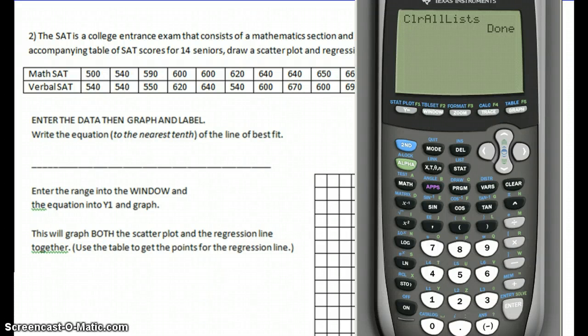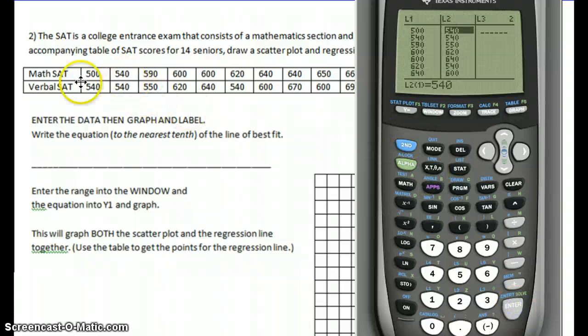Let's do a rundown of problem 2 from our linear regression handout. Before you begin, the first thing you want to do is hit second, memory, and number 4 and enter, so that your calculator will say "Clear all lists, done." Now you want to hit stat, enter, so you go into number 1, edit.